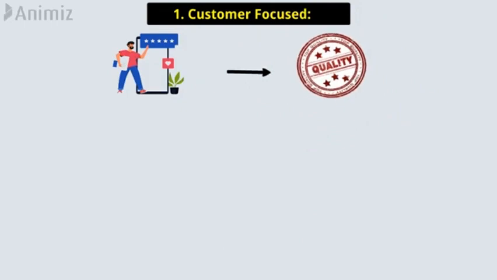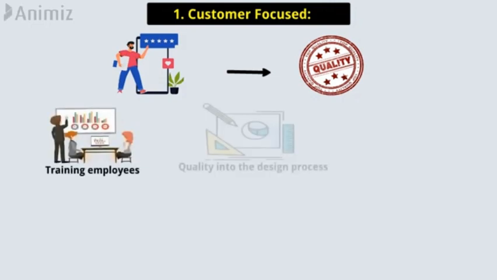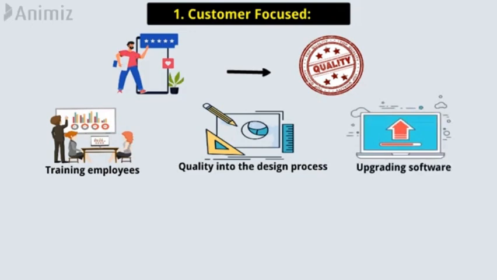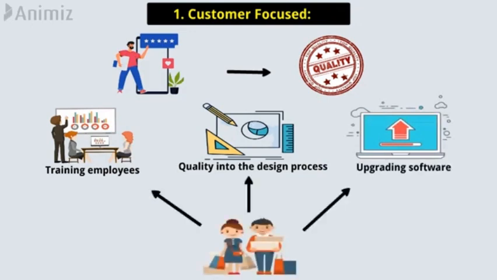Let's discuss 7 principles of total quality management. Number 1. Customer focused. Ultimately, the customer's feedback determines the level of quality. No matter what a system does to bring up quality improvement, training employees, integrating quality into the design process, or upgrading software, the customer controls whether the efforts were important.